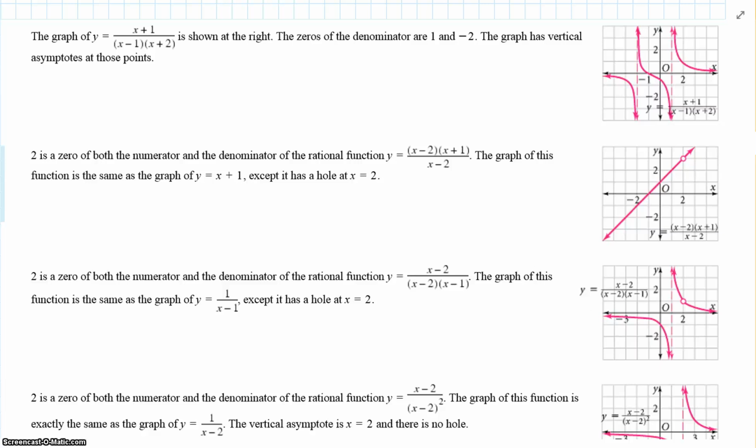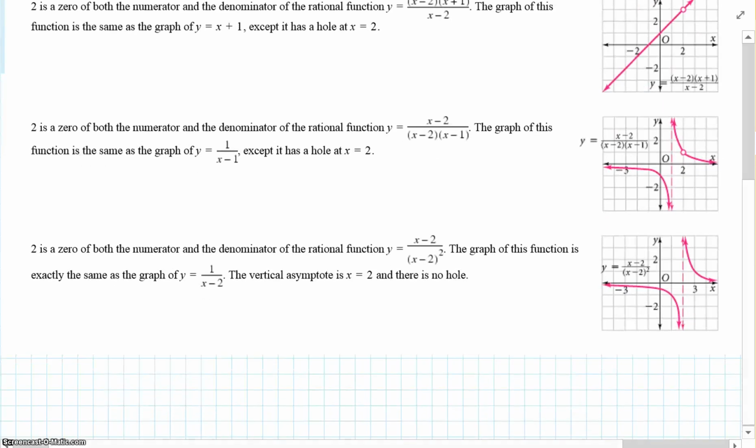It's just a hole. Since you can cancel it out, here's the easy rule. If you can cancel it out, it's a hole. If you cannot cancel it out, it's a vertical asymptote. Now again, all of this applies to the denominator. So let's look at this one.